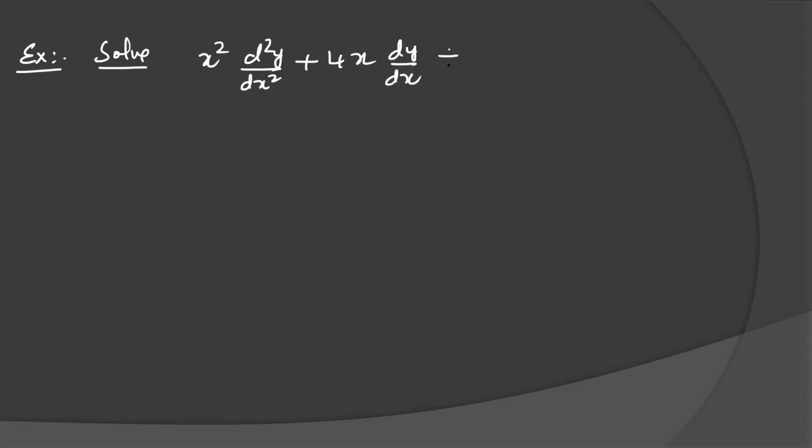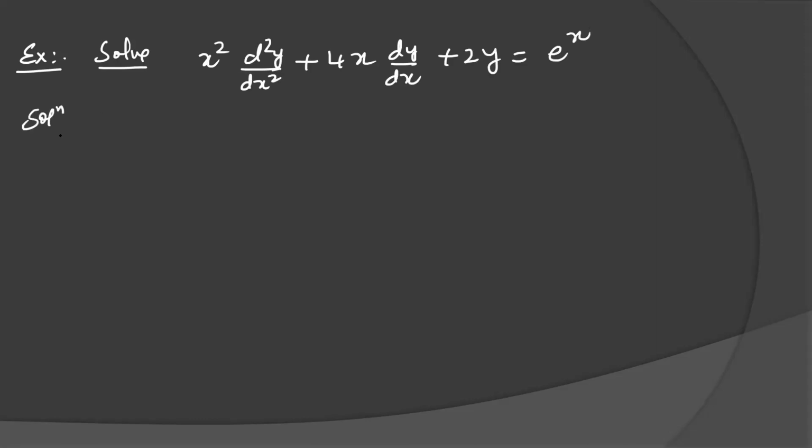Let's see the next example. This type of problem I have already discussed in part 4, so you can use that lecture also. Solve x square d2y by dx2 plus 4x dy by dx plus 2y is equal to e to the power x.